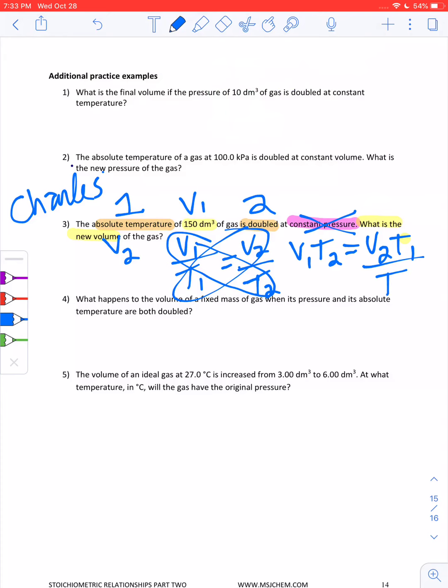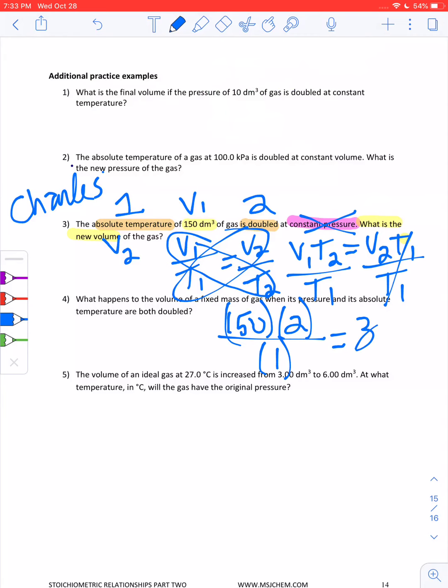And since we're solving for V2, both sides would need to get divided by T1. So that cancels out here. And then I can simply plug my numbers in. So V1 is 150. T2, we picked 2 because it doubled from the original one. And T1 is 1. So 150 times 2, that's 300, sorry, not Kelvin, 300 cubic decimeters for the new volume.